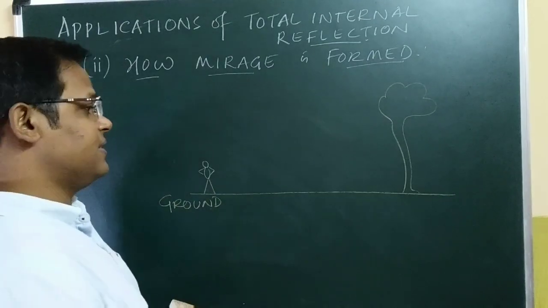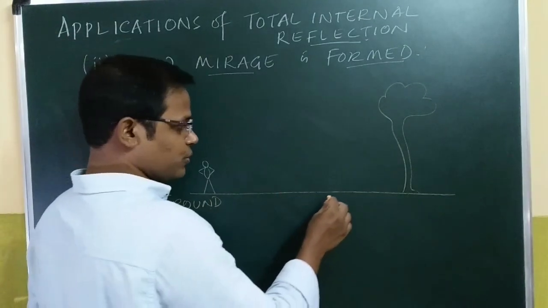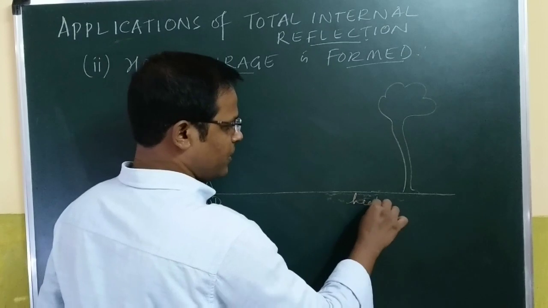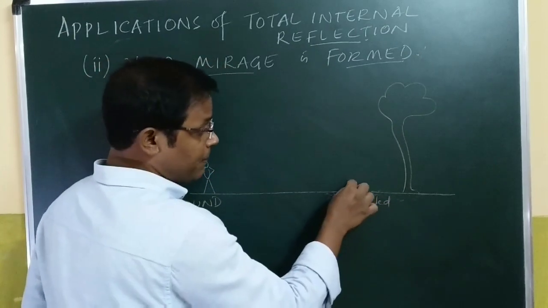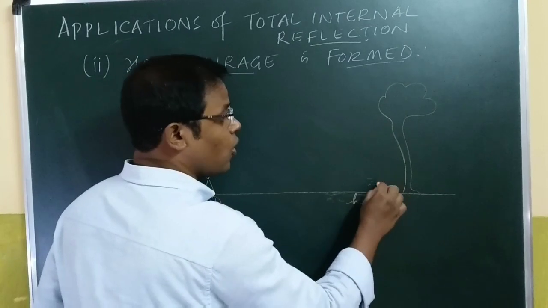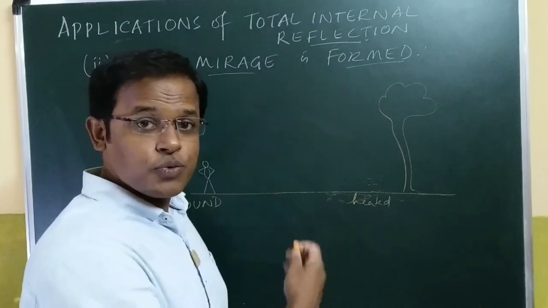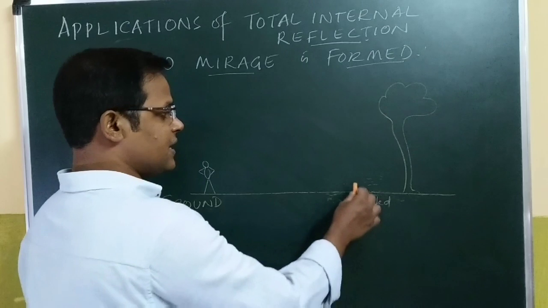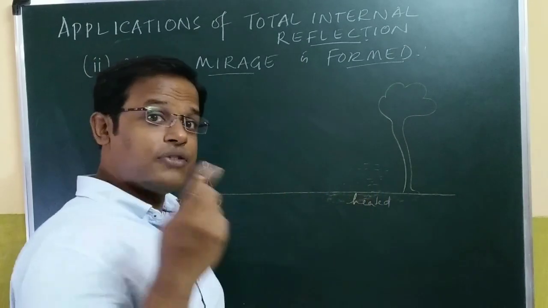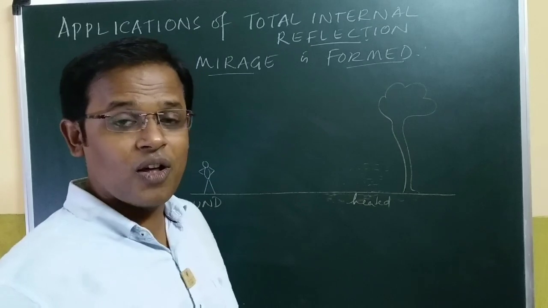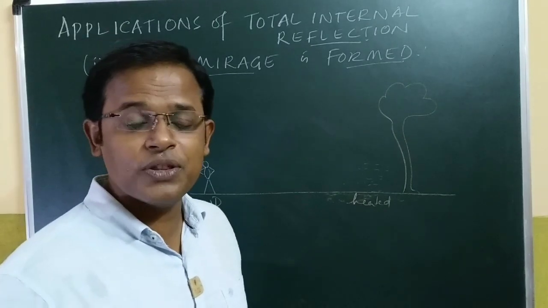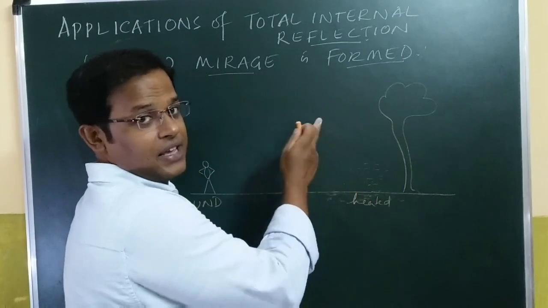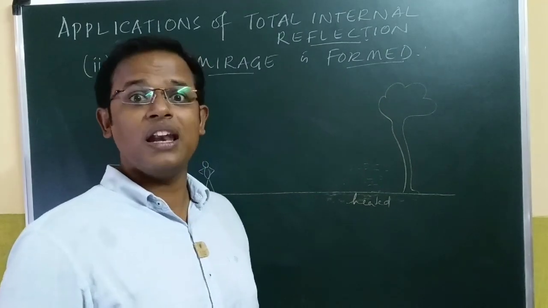What exactly happens is that on a hot summer afternoon, the ground really gets heated up. As it gets heated up, the air above this ground also becomes warmer. Hot air is always lighter, less dense. As it is less dense, the concept of refractive index comes into action. Please recall, refractive index of a medium also depends upon the temperature of the medium. So hot air, lighter air, hence the refractive index is also lesser.